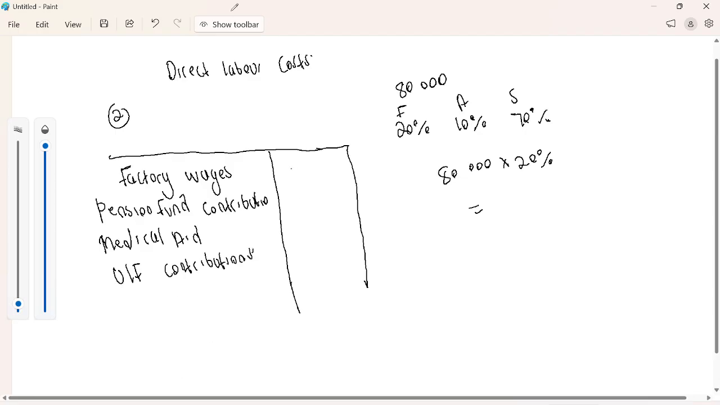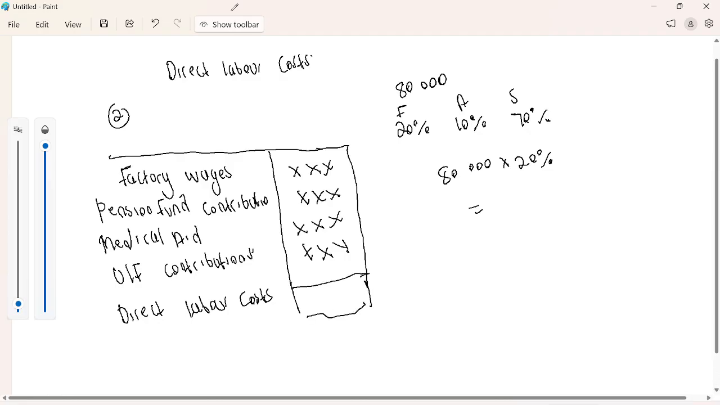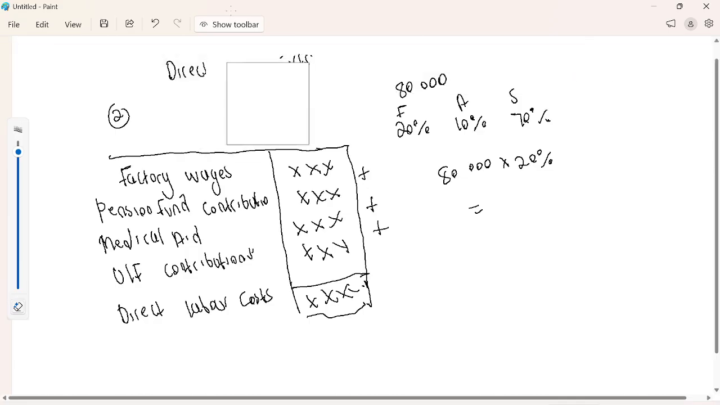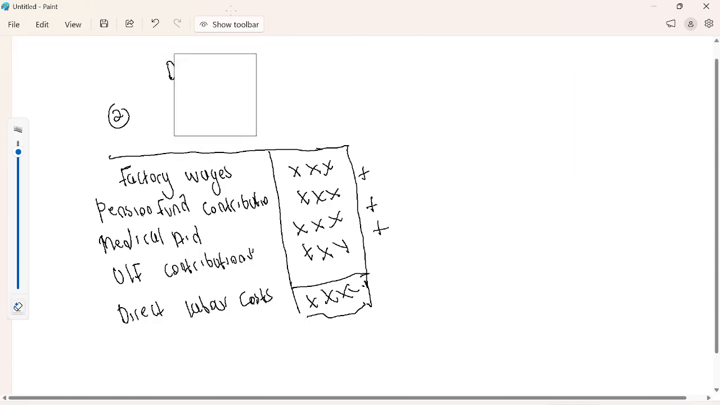Now the sum of these four things here will give you your total direct labor costs. This plus this plus this will give you a total direct labor cost, right? Now there are some calculations that you maybe as a learner might not see, I'll just cover them. Now let me not forget my grade 11s.